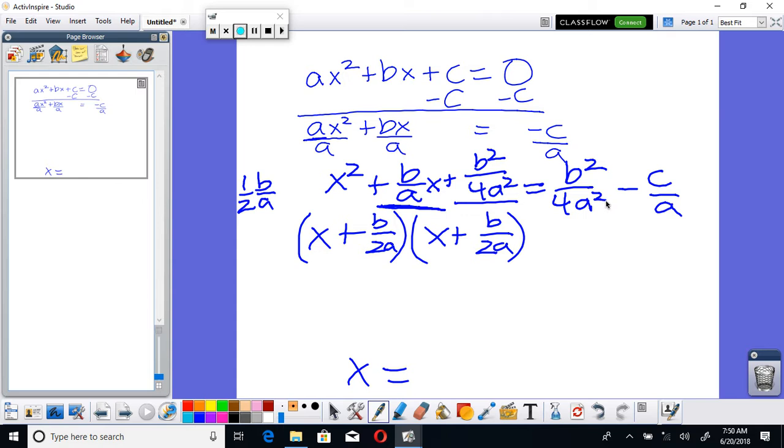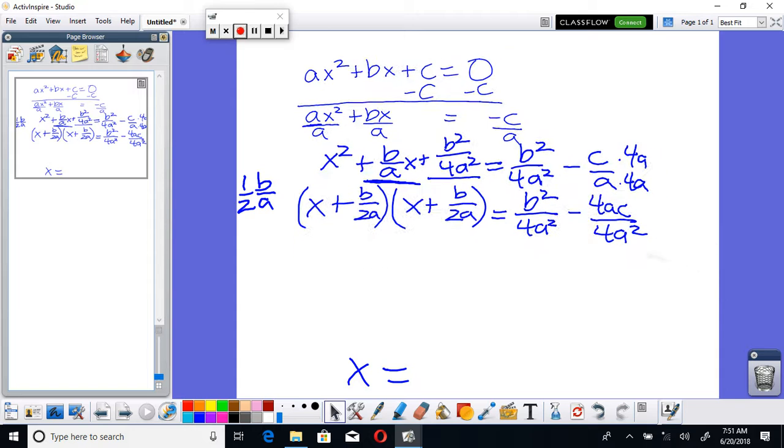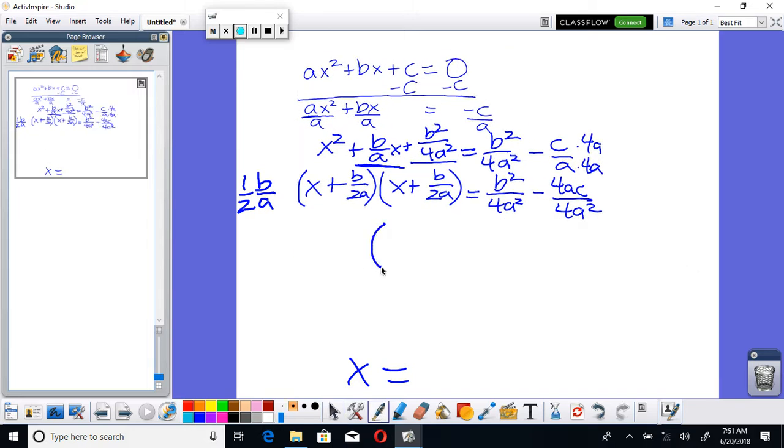Okay, now, in order to combine the fractions on the right, we need the denominators to match. So, I need to multiply this denominator here, top and bottom, by 4a. Okay, so now we have b squared over 4a squared minus 4ac over 4a squared. The denominators match. This is x plus b over 2a squared equals, I'm going to combine the fractions on the right so that it comes out to just one fraction: b squared minus 4ac over 4a squared.